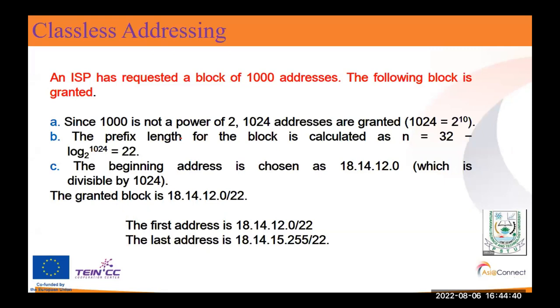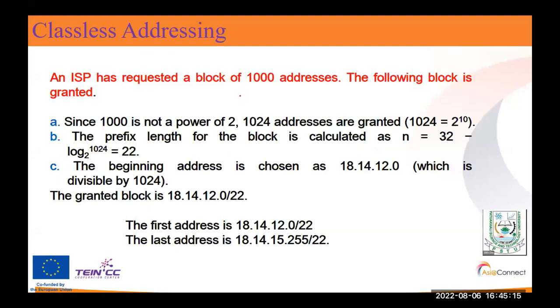Okay, so in that case, the first rule he needs to maintain is that since 1,000 is not a power of 2, 1024 addresses are granted. Near about 1,000, which is a power of 2, that means 1024 addresses are granted. 1024 means 2 to the power 10. So he should take 1024 addresses for 1,000 users. This is the first issue. Secondly, you need to calculate the prefix length for the block.